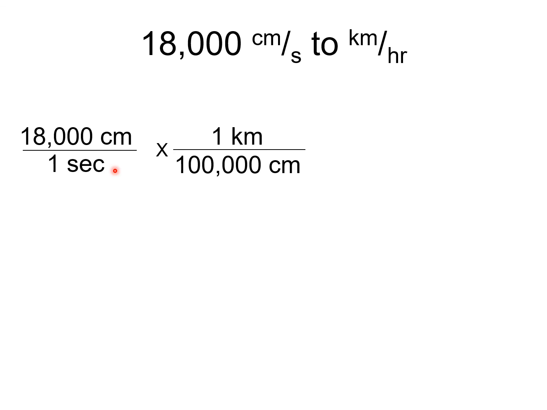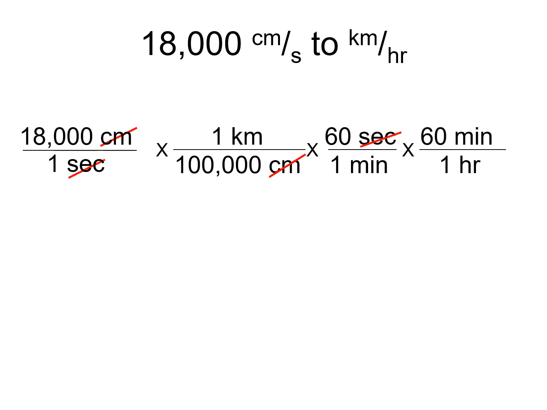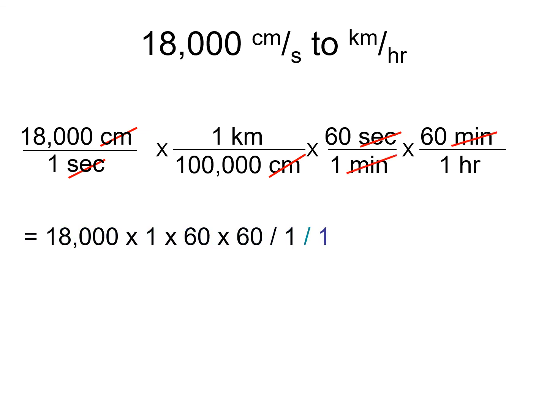So in order to get rid of the seconds, we don't divide by seconds because it's already on the bottom. We have to multiply by seconds. So seconds actually goes on top, and then minutes are on the bottom. And then 60 seconds equals 1 minute. All right, well, we got minutes. Now we need to convert to hours. So 60 minutes equals 1 hour. All right, so the minutes are going to cancel, the seconds cancel, and the centimeters cancel, and I'm left with kilometers per hour, which is the units that I want.